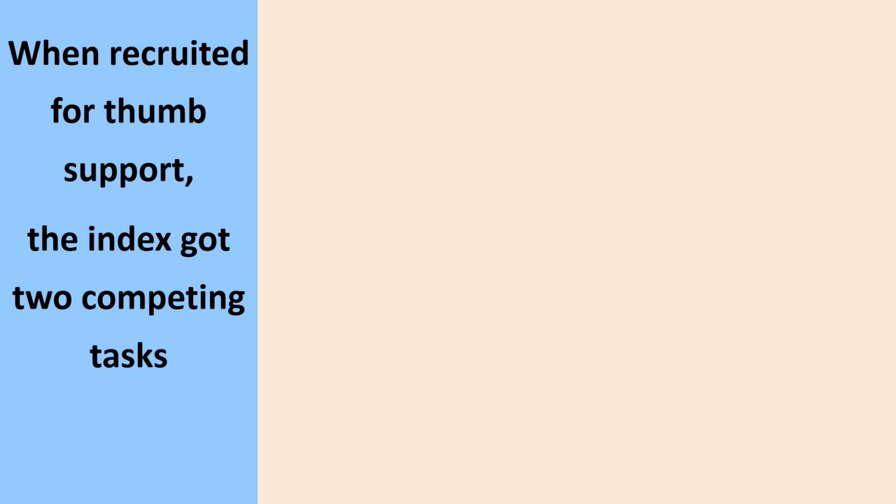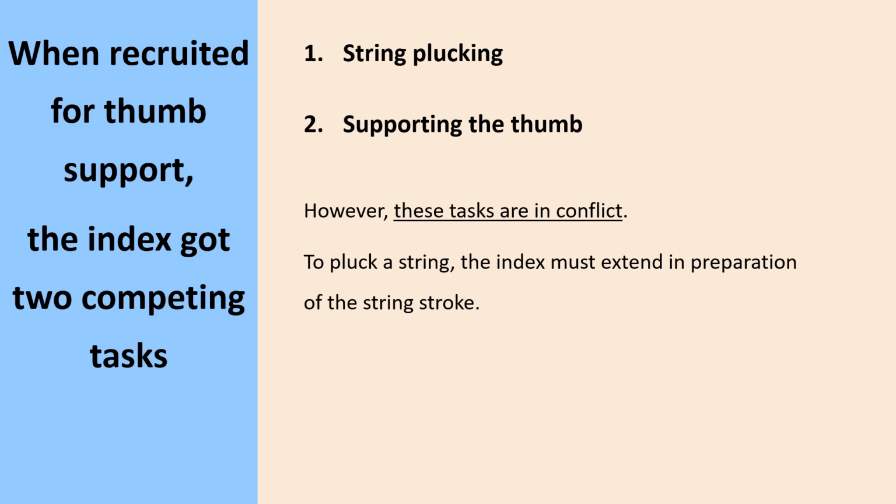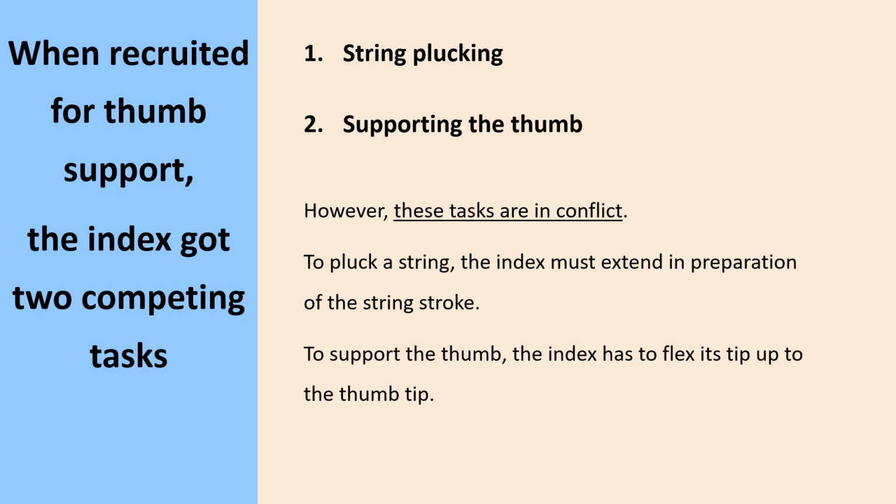When recruited to support the thumb, the index gets two competing tasks. One is playing the strings. The other task is supporting the thumb. However, these tasks are in conflict. To pluck a string, the index must extend in preparation of the string stroke. To support the thumb, the index has to flex its tip deeply up to the thumb tip.